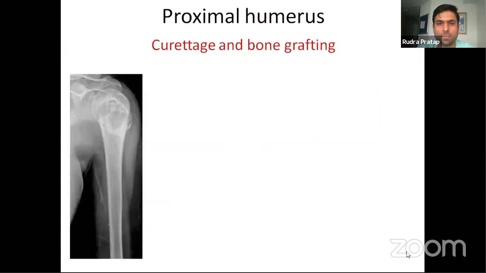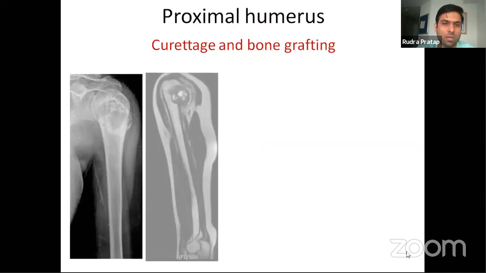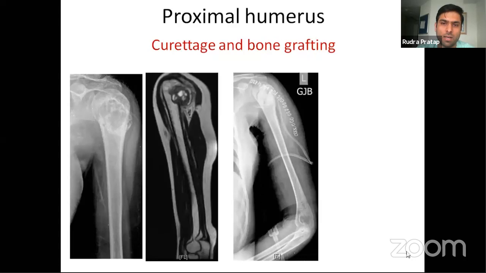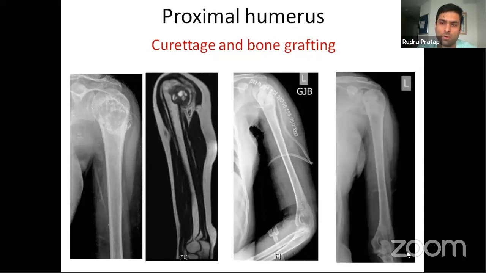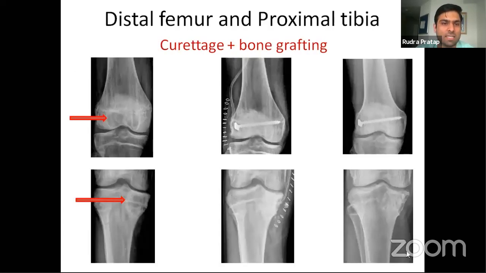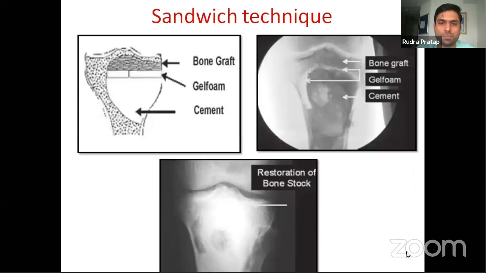This is a lesion of the proximal humerus. It's a chondroblastoma. We treated it with extended curettage and allografting. This is a long-term follow-up of the patient, and it shows good incorporation of the graft inside the bone. The second examples are distal femur and proximal tibia chondroblastomas, which can again be treated with extended curettage and allografting. Both show good incorporation of the graft into the host bone.